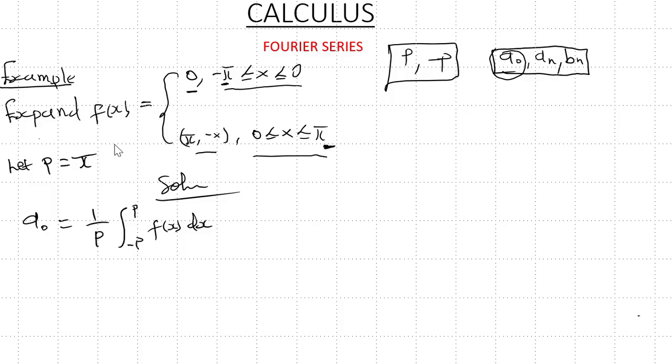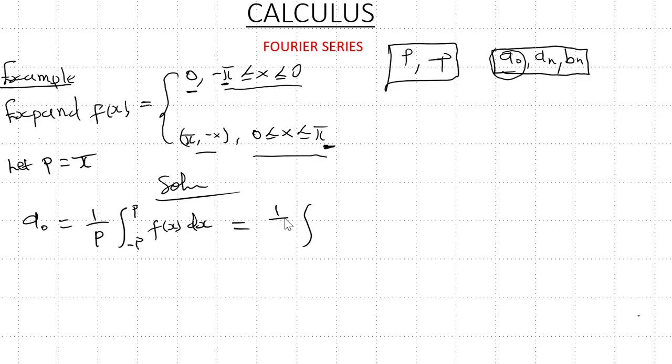Please, you get it? Alright, if our p is equal to pi, then we put it into the formula. So it's going to be 1 over p, integral of p, but instead of p, we are going to put pi. So wherever we see p, we put pi.